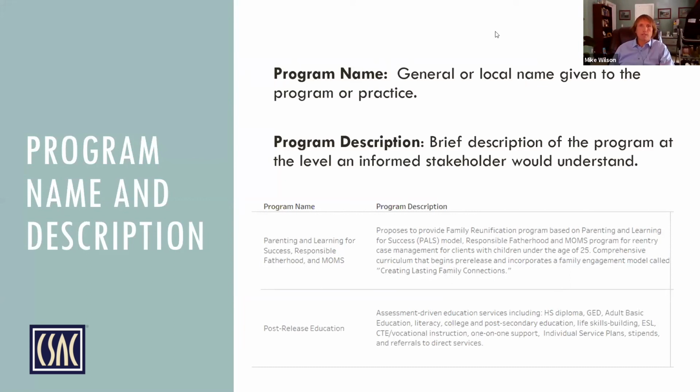So just start with the basics of getting the name down and the description, so that the average person reading about this program, who may not know, like Kevin had mentioned earlier, what reentry is, has a brief description that gives more detail about what that program looks like. Go to the next slide, Kevin.